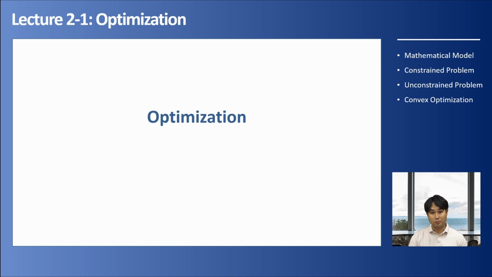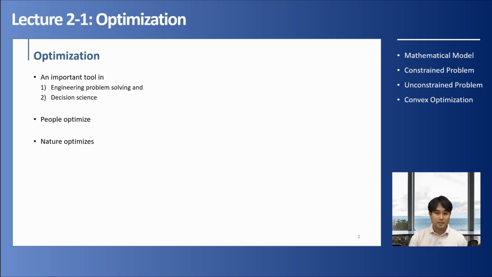So far in this lecture, we've covered some basic concepts in linear algebra. Today, we'll be looking at another core mathematical concept in machine learning, optimization. Now, optimization refers to the process of making something such as a system, process, or even a decision better. Optimization has been an important tool in a lot of disciplines such as engineering problem solving or decision science.